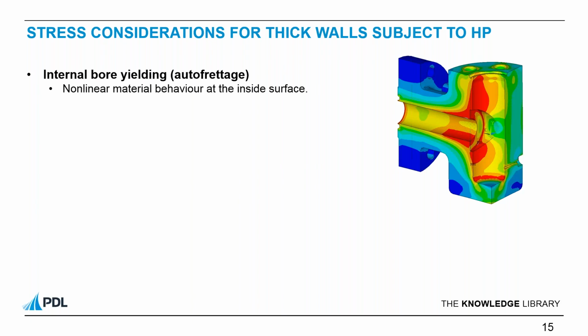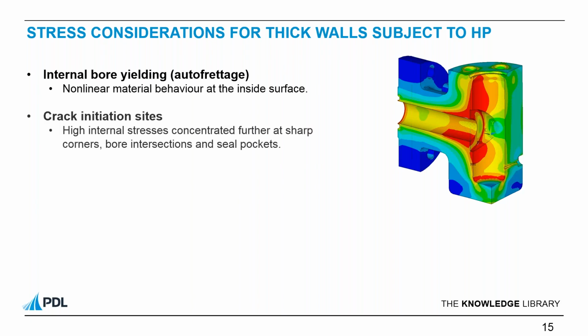Moreover, autofrettage can be introduced by design, as the residual compression that's left on that inside surface can be beneficial in terms of retarding crack growth. So it's just something that is specific to thick walls that we never really had prior to this. We also need to be aware that these high internal stresses are concentrated further at sharp corners, such as bore intersections and seal pockets. These are likely crack initiation sites for cyclic failure modes such as fatigue.